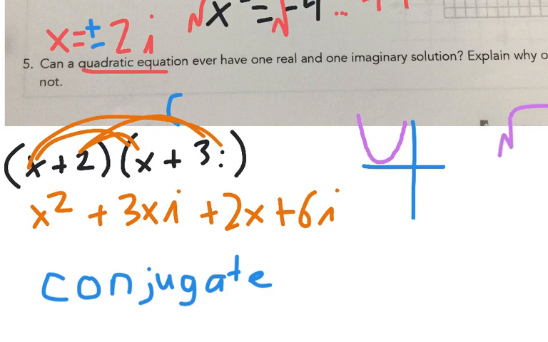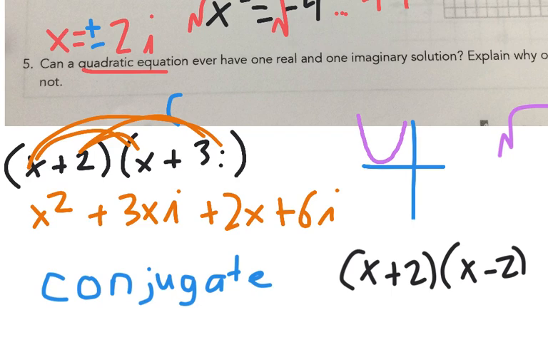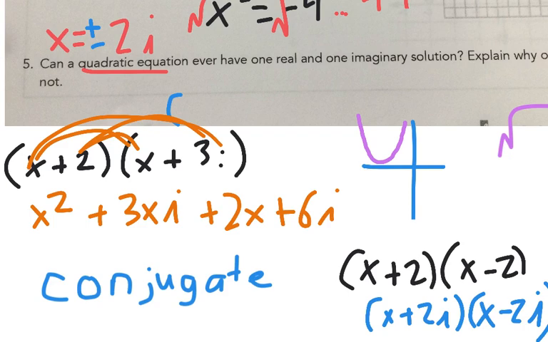So what a conjugate is, if I have a factor that is x plus 2, its conjugate would be x minus 2. Those are real factored conjugates. Imaginary roots always come in conjugates. So if x plus 2i is a factor, x minus 2i is a factor. Every time. They always have conjugates. So you could think about how one of your special cases of factoring, it would factor to be the difference of perfect squares.